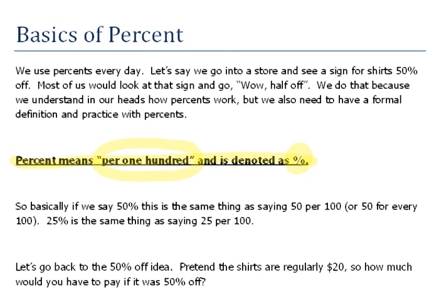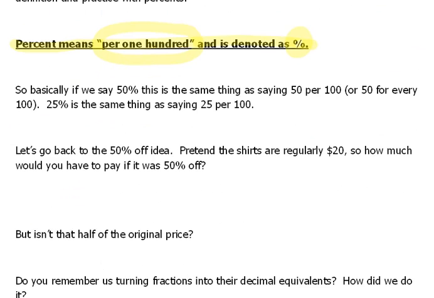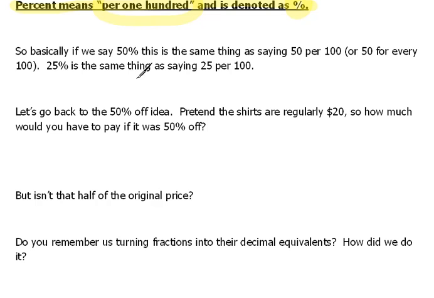Okay, let's go back to that idea of 50% off. If we say that these shirts we're looking at are regularly $20, and we know that we're going to get 50% off, how much are we going to have to pay for those shirts? Well, we know that's going to be $10, right? Because 50% is half of the original price.